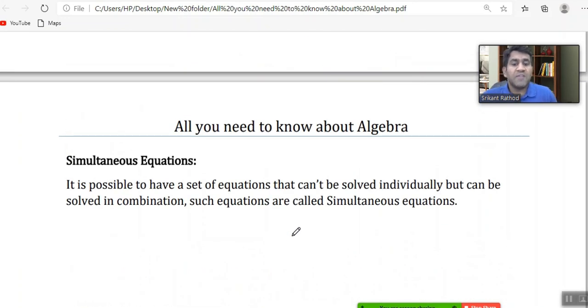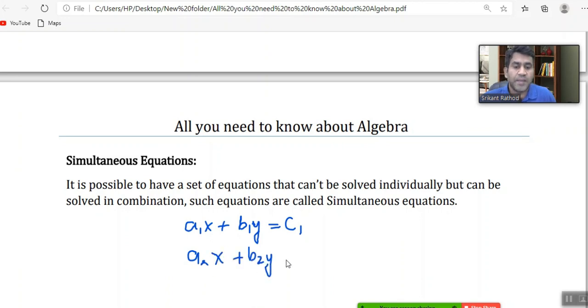Now, it is possible to have a set of equations that can't be solved individually but can be solved in combination. Such equations are called simultaneous equations. In general, we represent simultaneous equations this way: a1x plus b1y is equal to c1, a2x plus b2y is equal to c2. This is the way of expressing simultaneous equations with two variables.